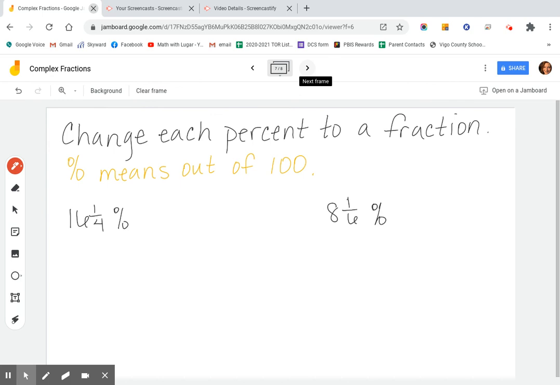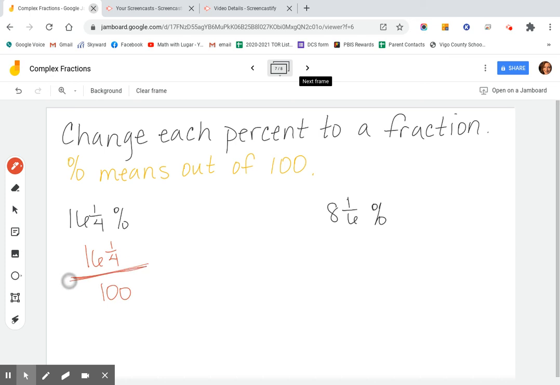Last type of problems that you'll see in this section is when you're starting with a fraction percent and you're asked to change that to a simplified fraction. It doesn't just mean take off the percent and say, look, I've got a fraction. You need to know that fraction actually means out of 100. So 16 1/4% actually means 16 1/4 out of 100.